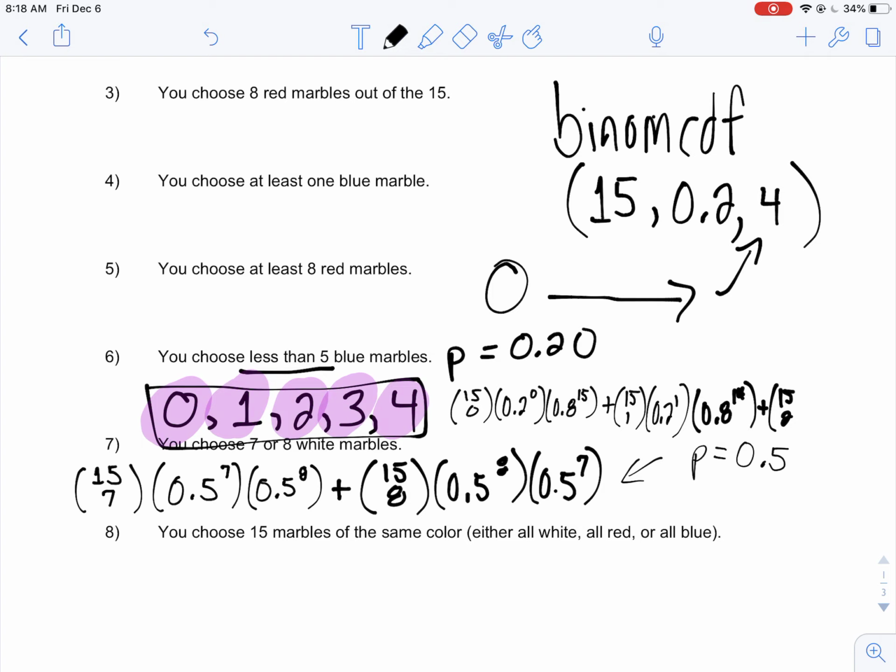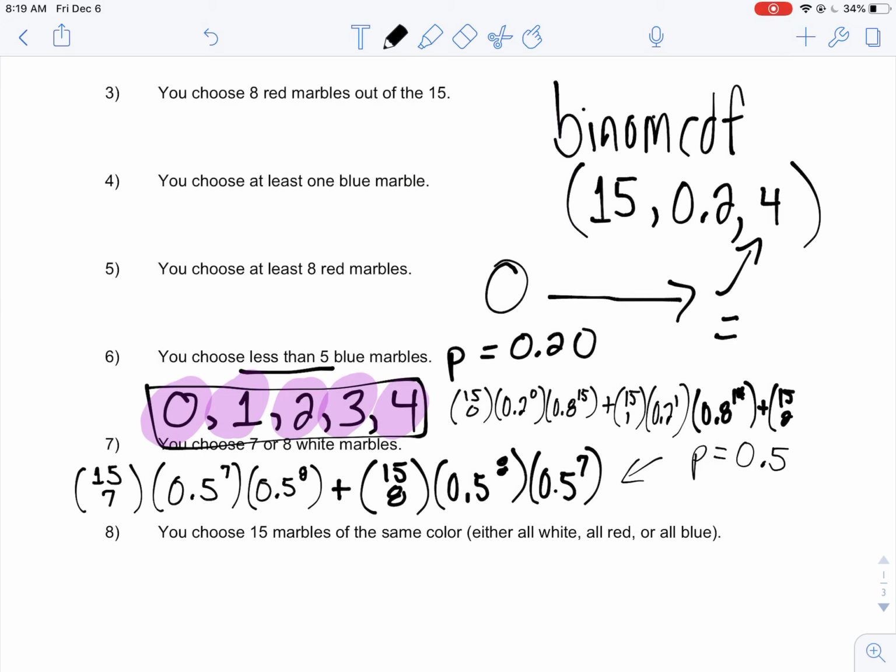Now you want to get to that under the distribution button on your calculator, like you've used for normal distributions. So I'm going to enter these in, 15, 0.2, and then 4. And pretty high probability here.